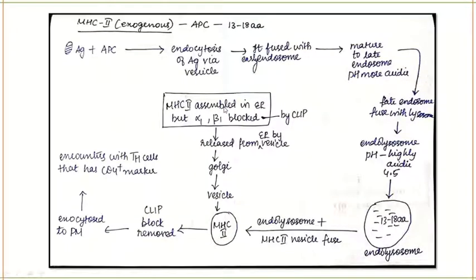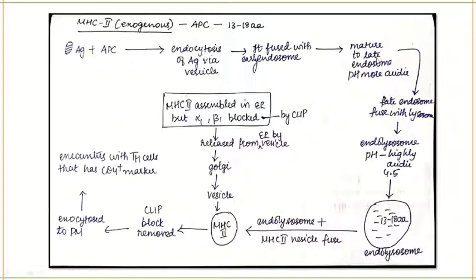So next we are going to talk about MHC2, which will be presenting exogenous antigen of 13 to 18 amino acids, and MHC2 will be mostly present on antigen presenting cells. So the antigen is seen by the antigen presenting cell. Endocytosis of antigen via vesicle. Endocytosis means uptake. Uptake of the antigen via vesicles will be there and they will fuse together to form an endosome.